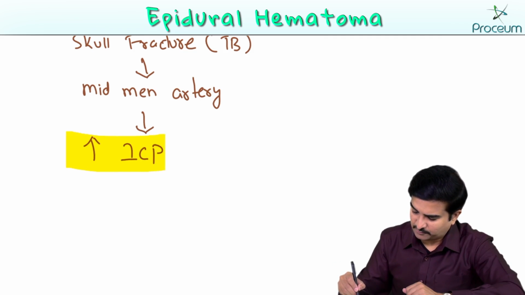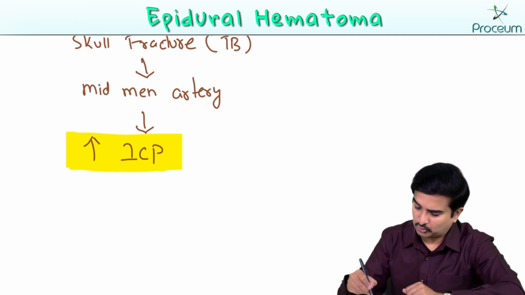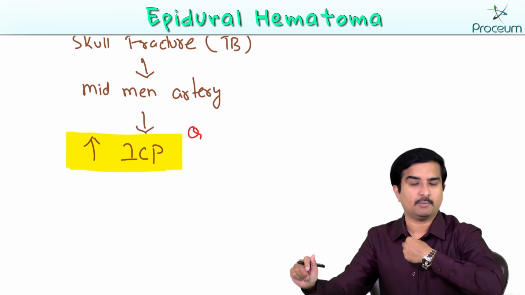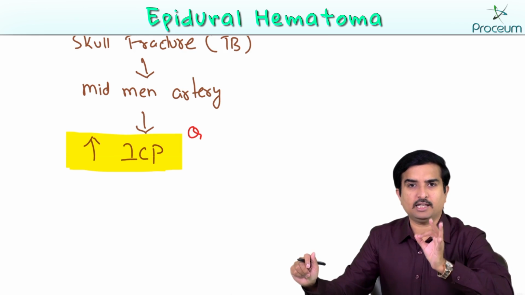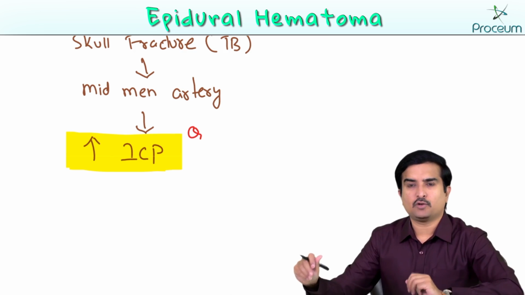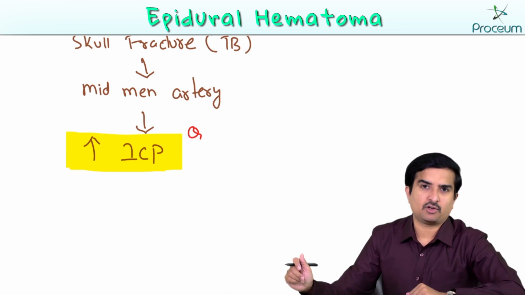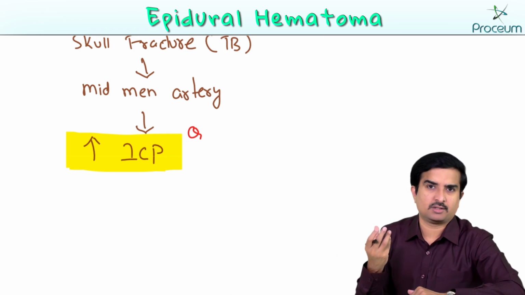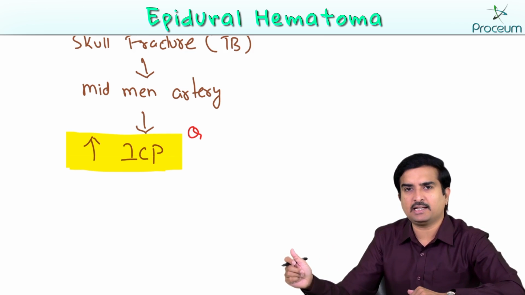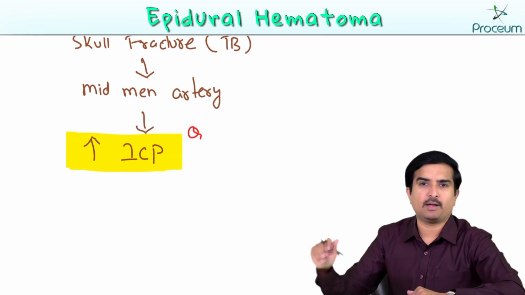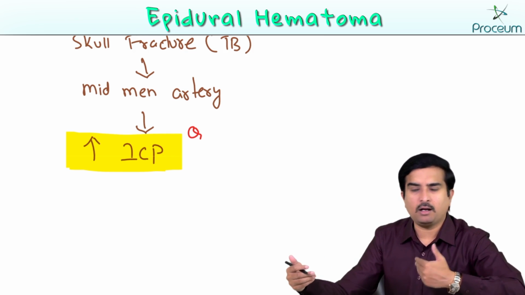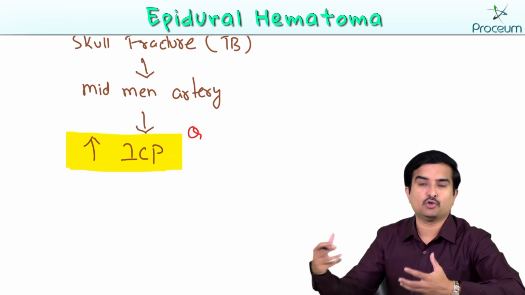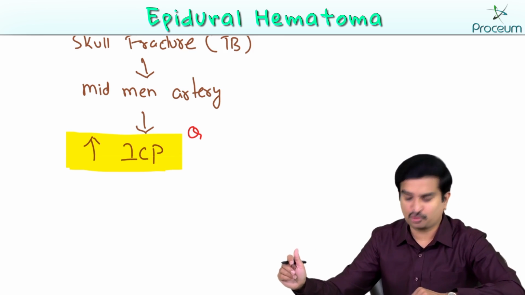So this point is very, very important in the pathophysiology. What will happen because of the epidural hemorrhage or the hematoma? There will be an increase in the intracranial pressure. Whenever there is too much increase in the intracranial pressure, the brainstem structures, that is the pons and especially the medulla oblongata, will herniate through the foramen magnum and there will be uncal herniation. So because of the increased intracranial pressure, there is too much pressure over the brainstem structures.